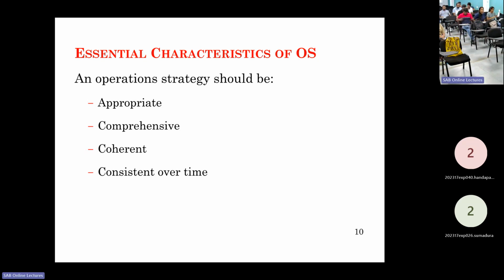We were talking about a plan for the operations department, a long-term plan that is called operation strategy. So far, we have discussed what it is, why that is important, why that is needed, and then a few characteristics of operation strategy.